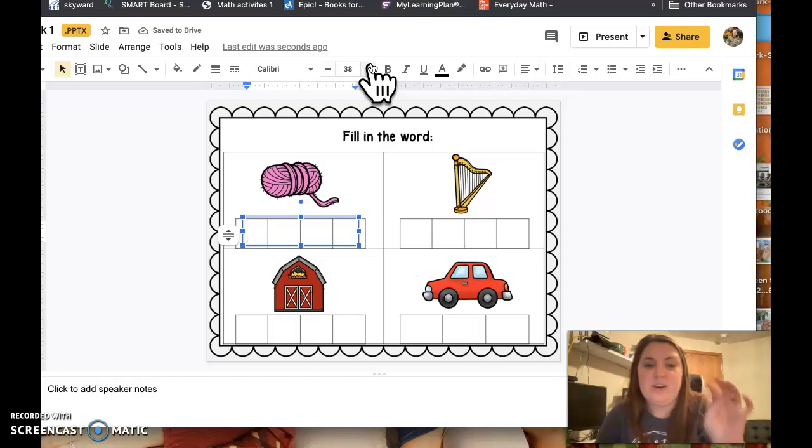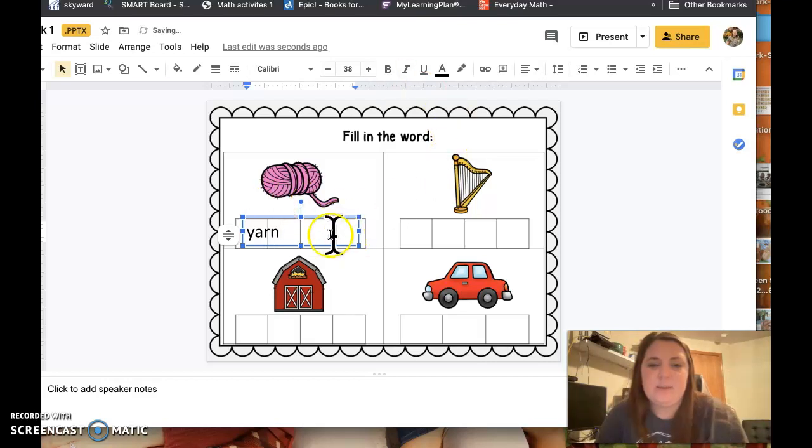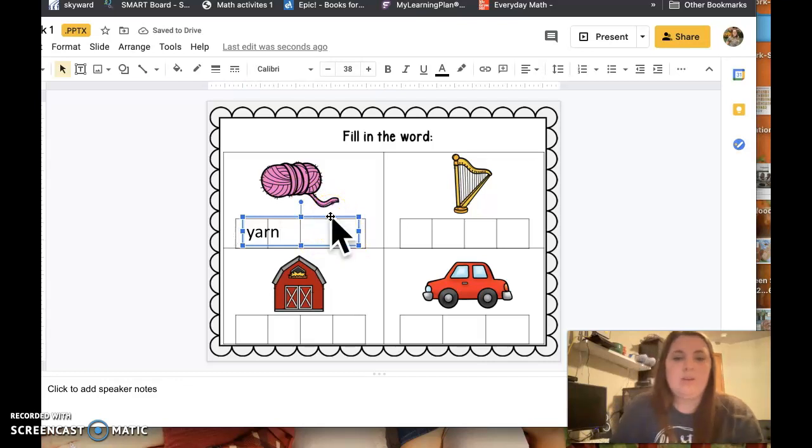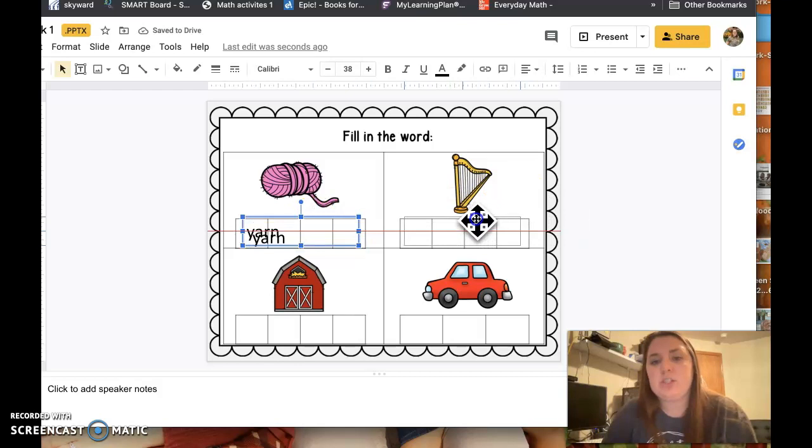Yarn. Yarn. All right, my first sound is y. What says y? Y. My second sound is R. What says R? We learned it today. A-R. Good job. And my last sound is N. What says N? N. That is how we spell yarn. All right. Next one, let's look at our next picture.